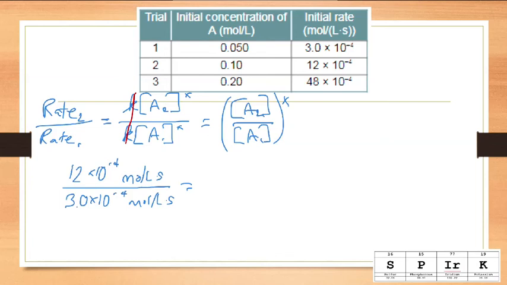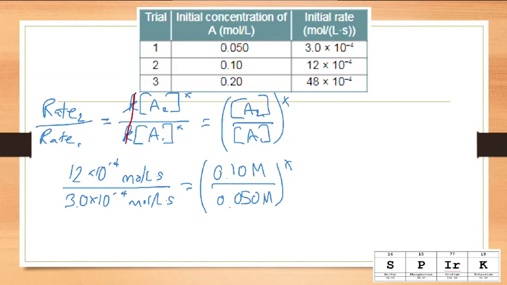We also know the concentrations of each. The concentration from reaction 2 is 0.10 molar, and from reaction 1, it's 0.050 molar, all raised to the x power.